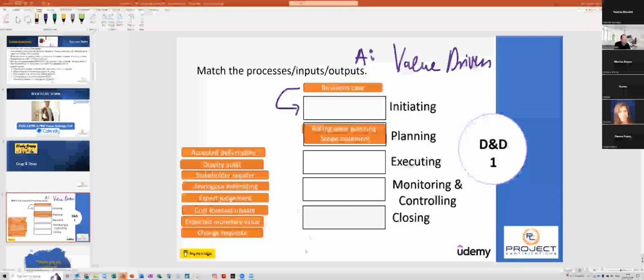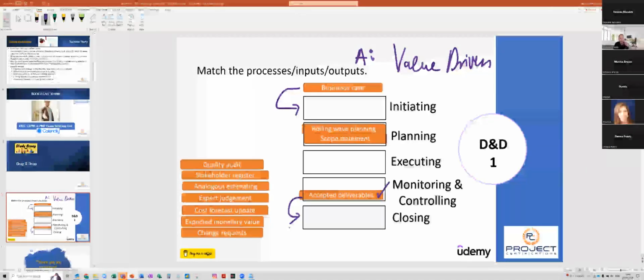Accepted deliverables. Yeah. Closing. Closing, or just before closing. Technically, the accepted deliverable comes as part of validate scope, which is done by the customer. So this is the home of the accepted deliverable. And if it's a yes, then there is a straight line to close the project or a phase. So first we need to get it done in monitoring and controlling, and after that we can go into the closing phase. All right? Okay. Quality audit.